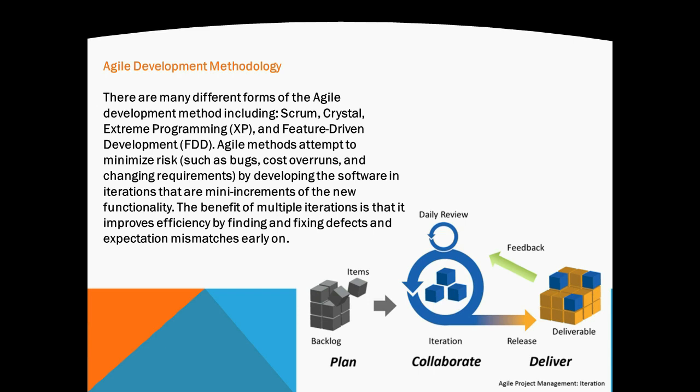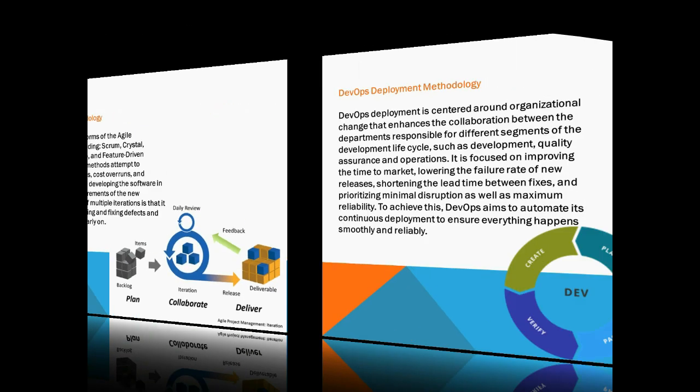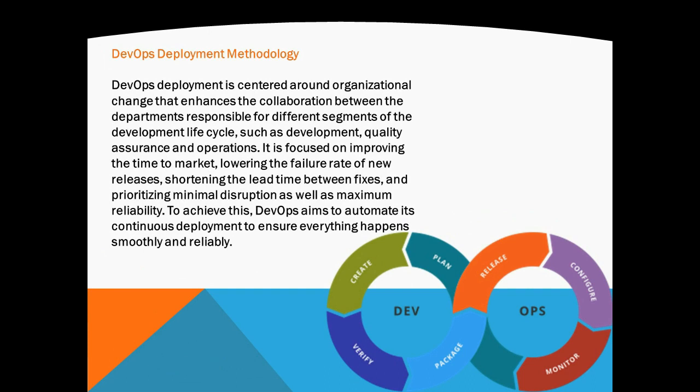Programmers, management, and organizations accustomed to the waterfall method may have difficulty adjusting to agile, and often a hybrid approach works well for them. The next one is the DevOps deployment methodology. DevOps deployment is centered around organizational change that enhances the collaboration between the departments responsible for different segments of the development life cycle, such as development, quality assurance, and operations.